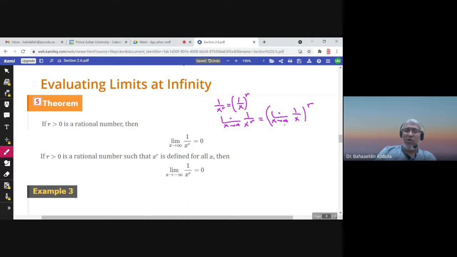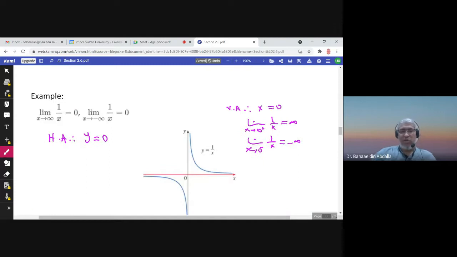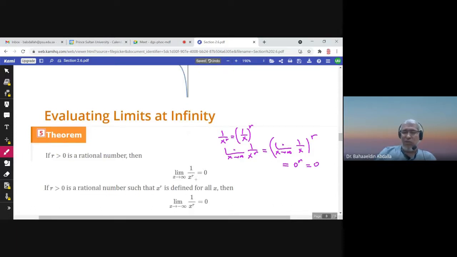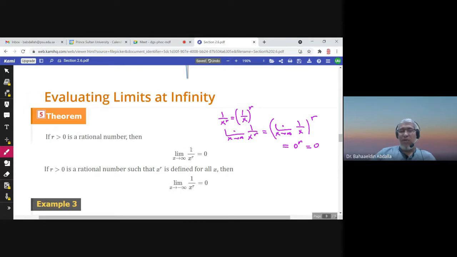And what is the limit of 1 over x when x goes to infinity? We have seen that it is 0. So the answer would be 0 to the power r, or just 0. So in general, the limit of 1 over x to the power r, where r is a positive rational number, like 1 over 2, 2 over 3, or 4, 5, 6, 7.